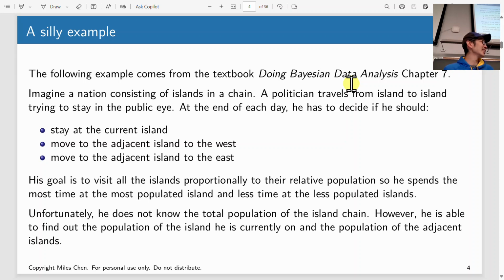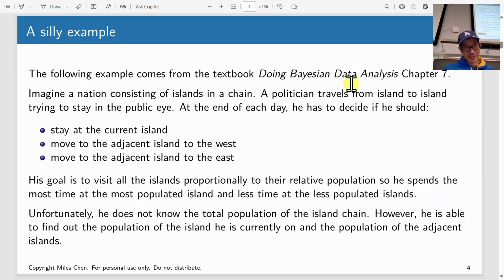Okay, so it's not electoral college where just like 7 states hold all the power, but he wants to kind of go to the big islands, hit all the different cities or whatever. So basically, his target distribution of where he is, he wants to match the distribution of population, okay?